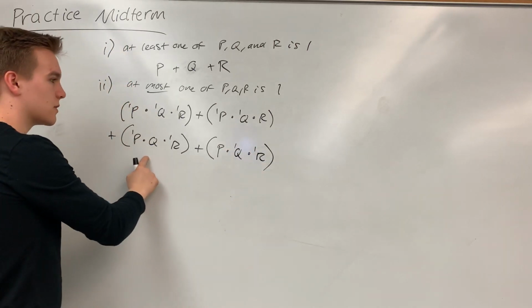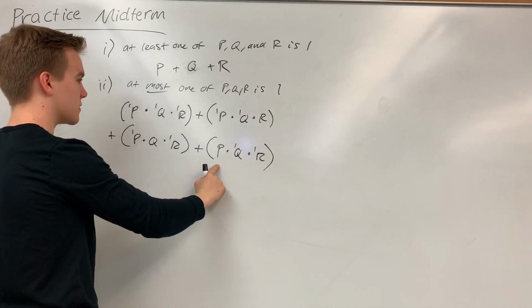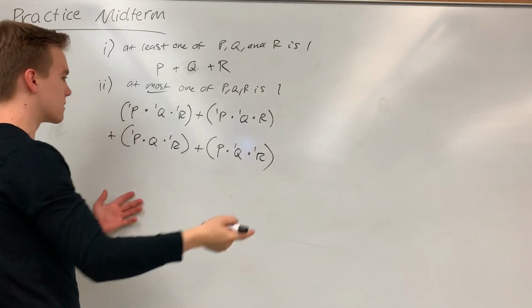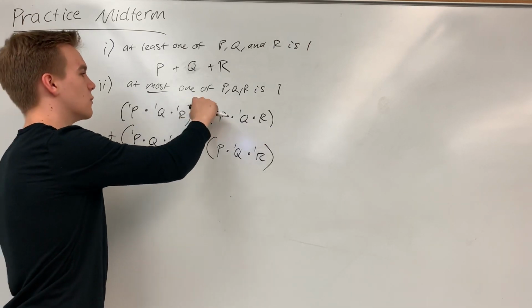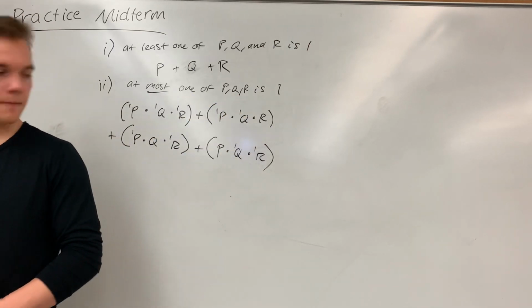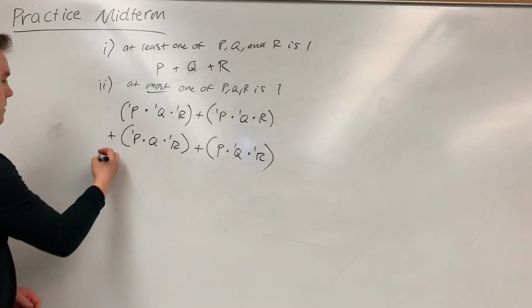This is where Q is true, this is where R is true, this is where P is true, this is where none of them are true, and no other cases are allowed. So this should cover where at most one of these is 1. Okay. Let's go on to 3.